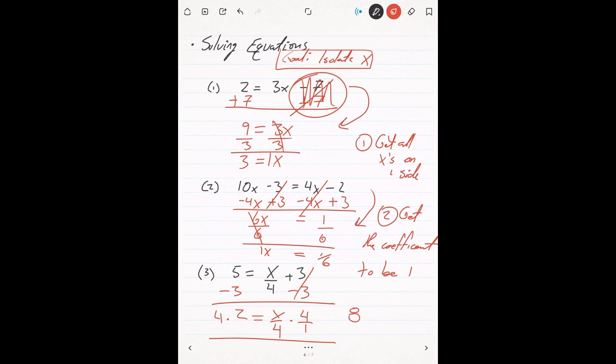Let me move my work over here. So that becomes an 8, and the right-hand side becomes 4x over 4. Well, wait a minute. What's 4 divided by 4? Oh, that's just a 1. So I have 1x is equal to 8.